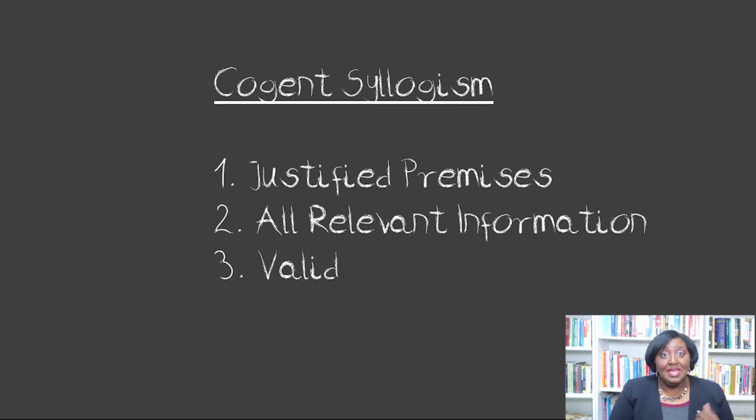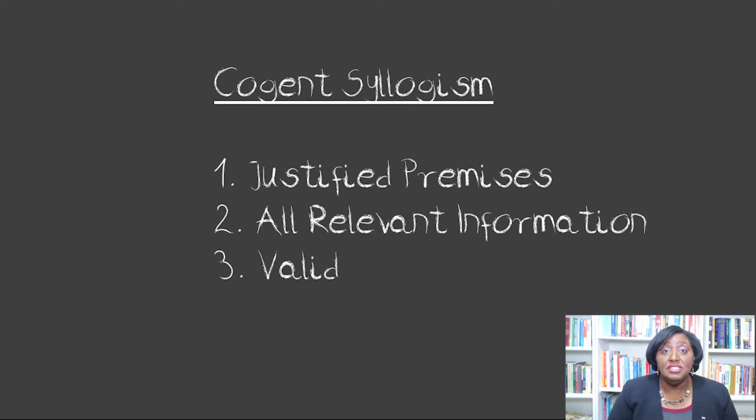And 3, it has to be valid, which means that the premises lead necessarily to the conclusion, or that accepting the premises warrants accepting the conclusion. For example, it isn't good enough to say, the sky is blue, Donald Trump is president, and so therefore everyone should eat cornflakes for breakfast. The premises are true, but they don't lead to that conclusion. It doesn't follow, so it's not valid.